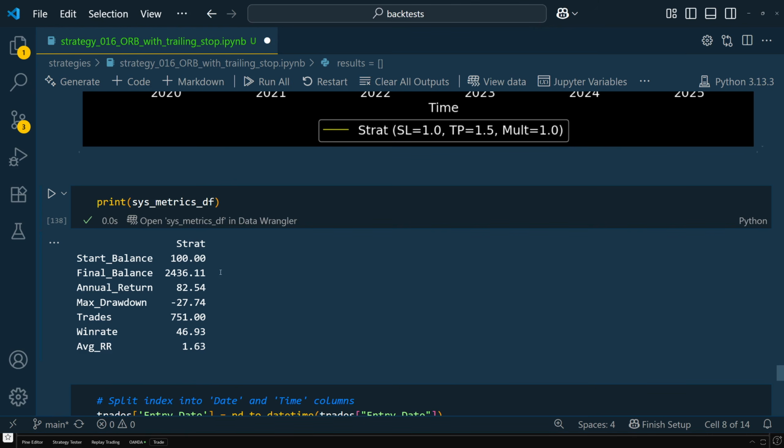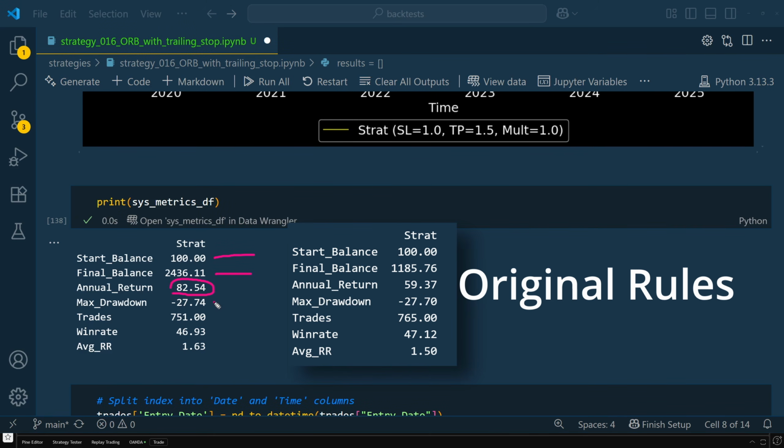And finally, I reran it with those optimal settings to see what the overall metrics are. The starting balance was 100 and it finished up at 2,436, which gave an annual return of 82.5%. And that was done with a drawdown of about 28%. The win rate is about 47%, so it's not hugely different, but the average reward to the risk has increased from my fixed 1.5 times to 1.63.